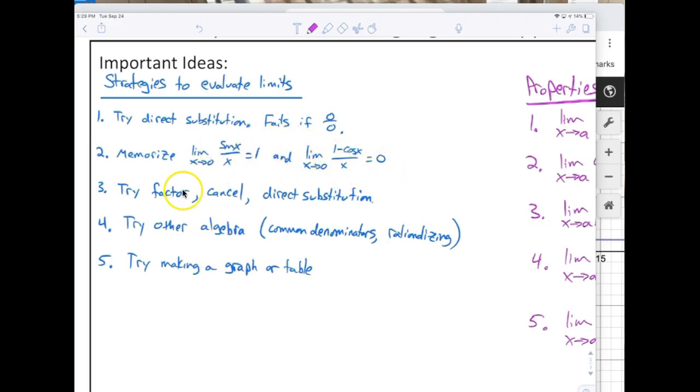If it's not one of these forms, you can try some algebra like factoring and canceling and using direct substitution, just like we did on the previous page. There's other algebra that you can try, things like finding common denominators if you have two fractions, or rationalizing if you have a square root. And when all else fails, we can always resort back to making a graph or a table.